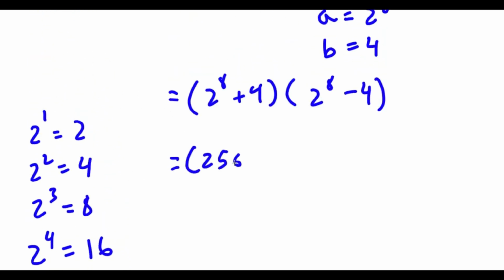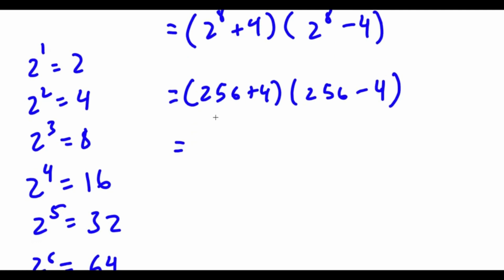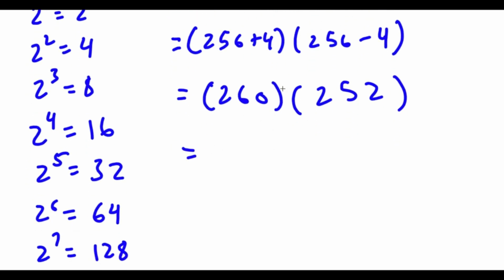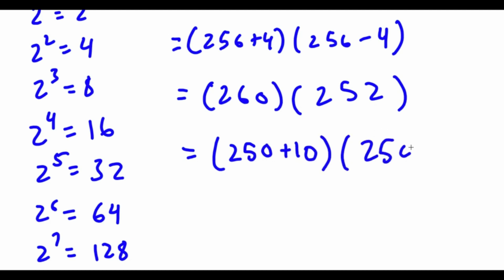So now I have 256 plus 4 times 256 minus 4. Now, 256 plus 4, that's going to be 260, times 256 minus 4, that's going to be 252. So now I have 260 times 252. Now I'm going to go ahead and rewrite both of these terms. So 260 I'm going to rewrite as 250 plus 10, and 252 I'm going to rewrite as 250 plus 2.